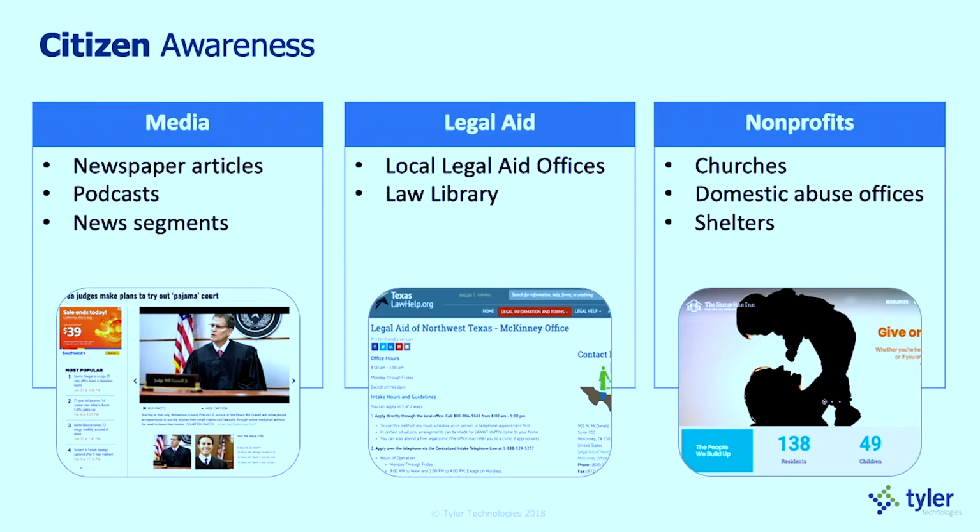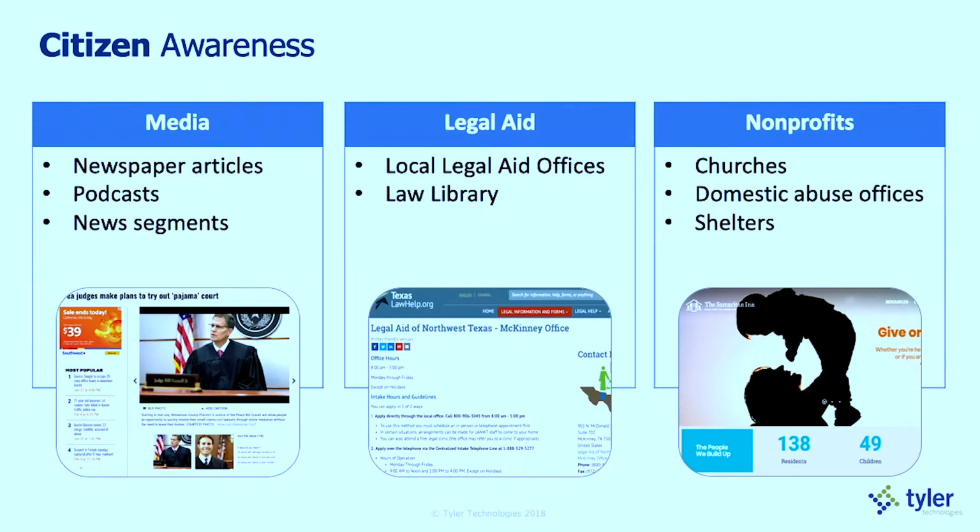This is an example here of a judge in Williamson County, Texas, and he called it pajama justice because it's 24/7. You can do it from your home. So this was kind of what that news article was. And they actually did a TV segment on it and a news article that was in the Austin American-Statesman.